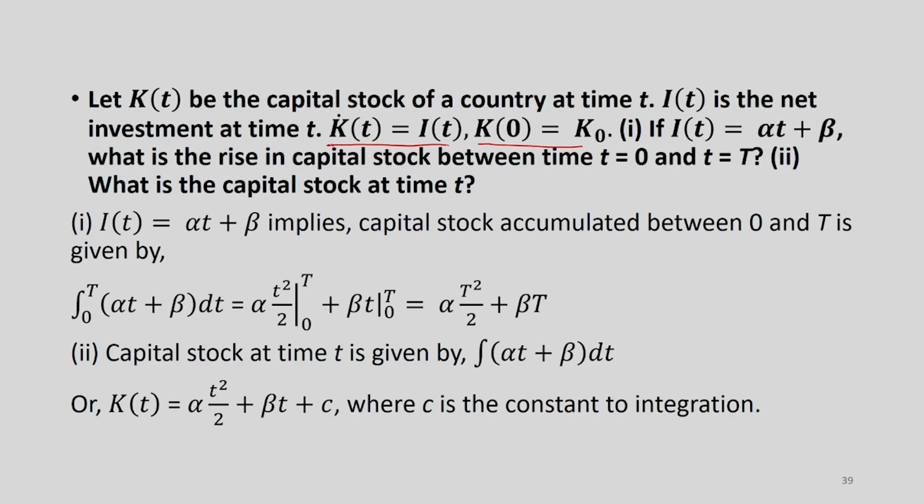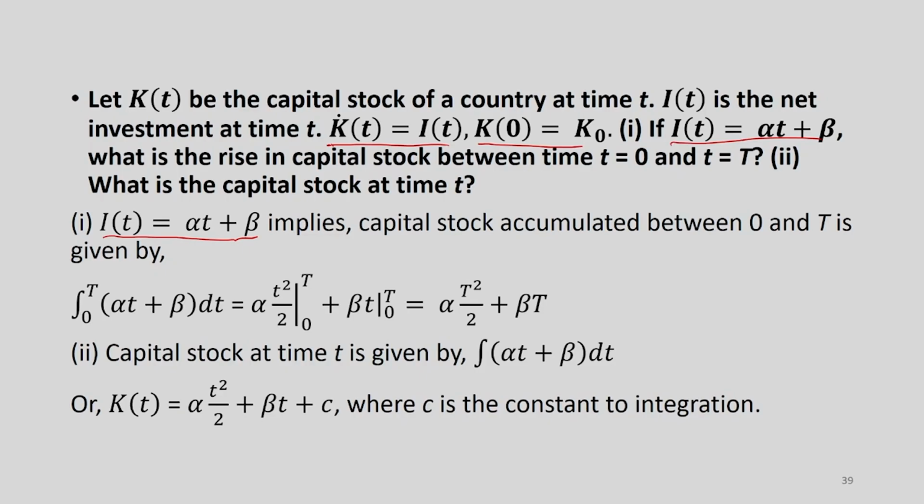So, there are two parts of this question. One, if I(t) is given, I(t) is equal to alpha t plus beta, what is the rise in capital stock between time 0 and time capital T? And secondly, what is the capital stock at time small t? Okay, let us start with the first question. We have been given this particular function of the net investment, I(t) is equal to alpha t plus beta.